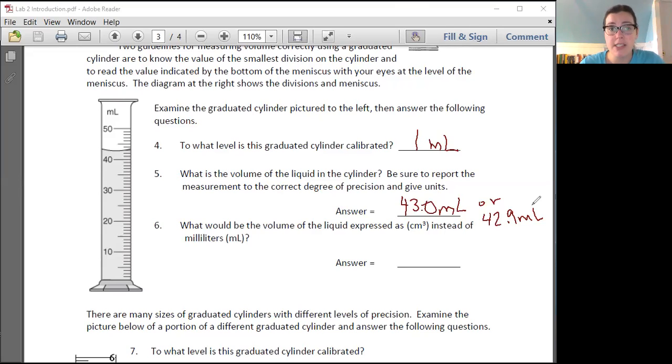If we were to express that in centimeter cubed instead of milliliters, it would be the same number. So if we were using the 43.0 centimeter cubed, it's just the same thing. Or 42.9 centimeter cubed.